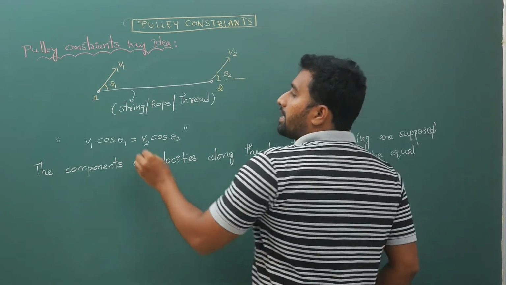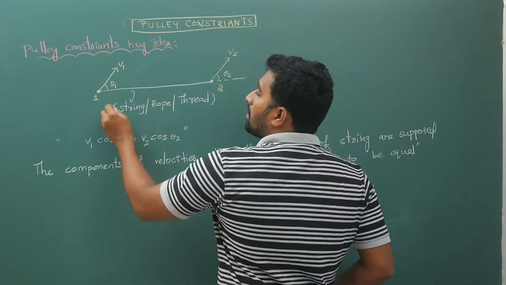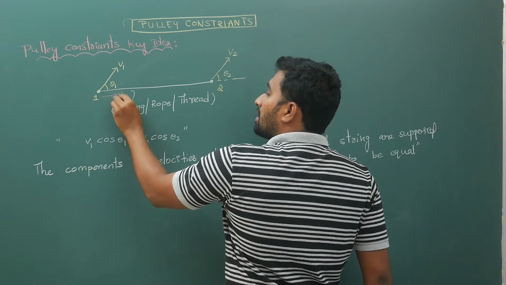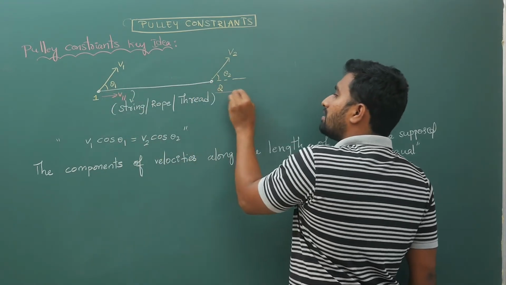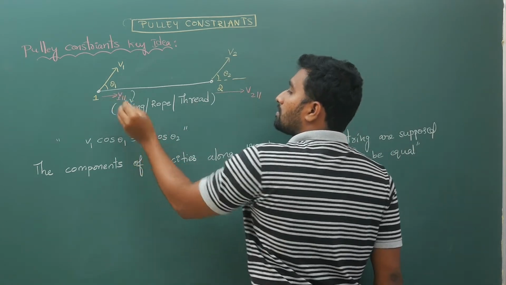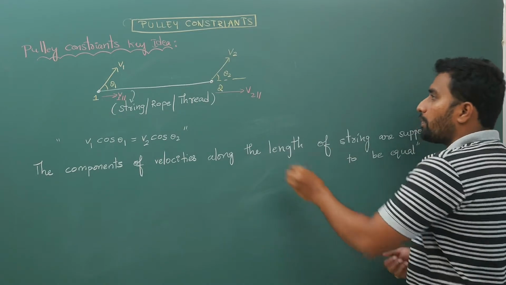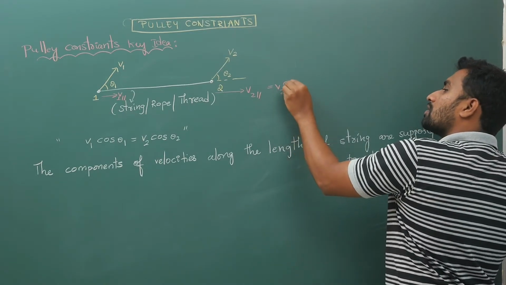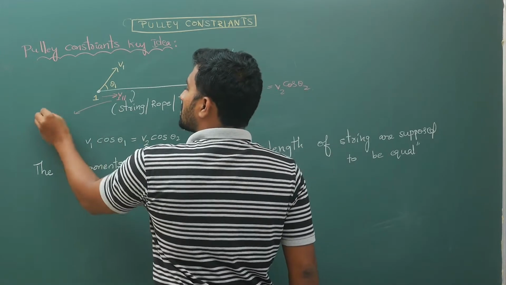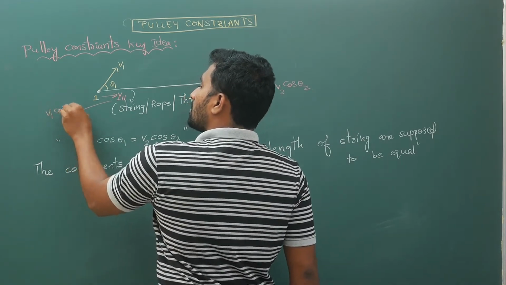So if you take this v1 cos theta 1 component this way, or parallel component I will write, this is v2 parallel and this is v1 parallel. So what does v2 parallel mean? It is v2 cos theta 2. What does v1 parallel mean? It is v1 cos theta 1.